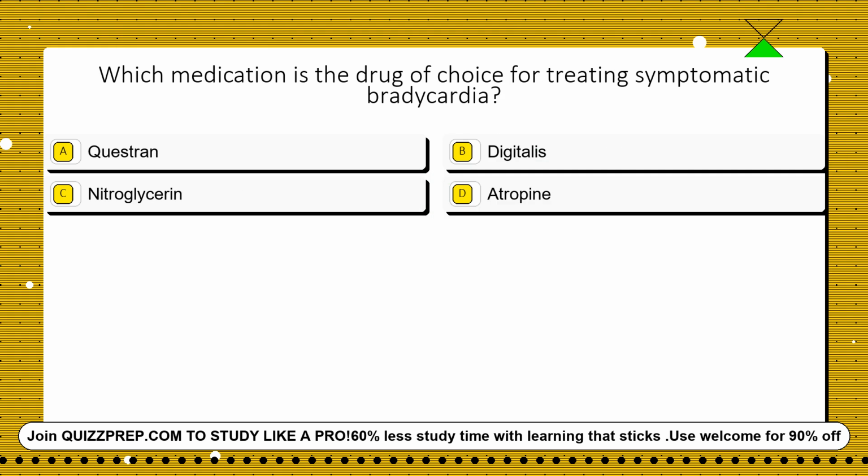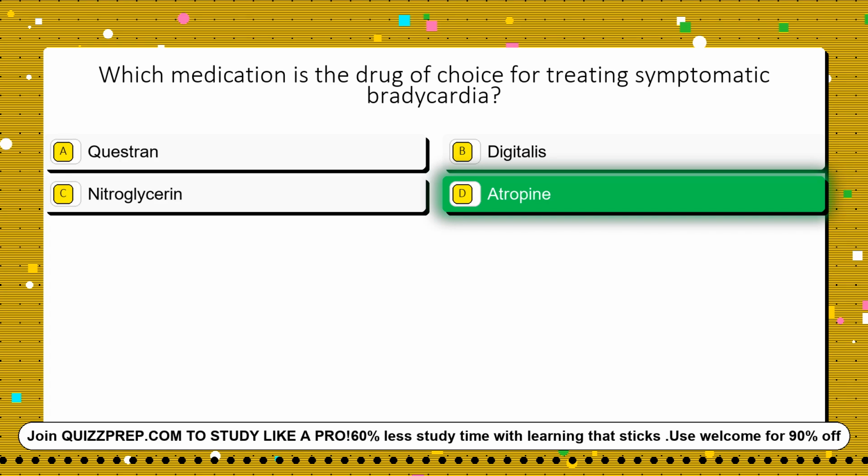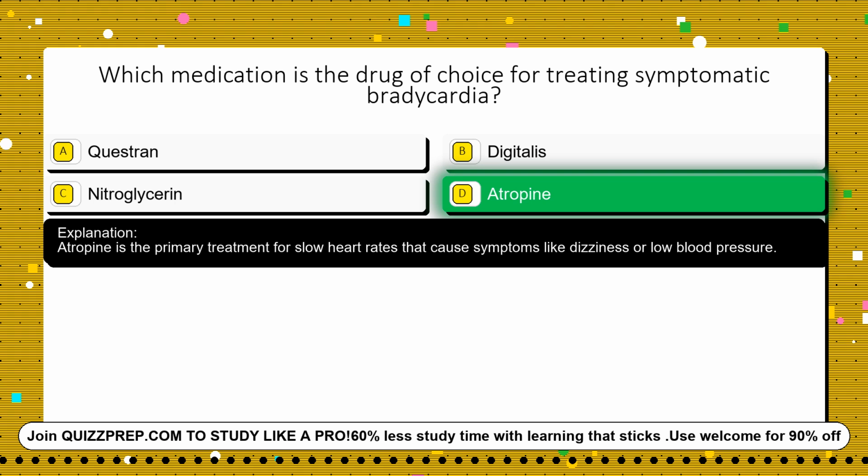Question 95. Which medication is the drug of choice for treating symptomatic bradycardia? Option A. Caestran. Option B. Digitalis. Option C. Nitroglycerin. Option D. Atropine. The correct answer is option D. Atropine. Atropine is the primary treatment for slow heart rates that cause symptoms like dizziness or low blood pressure.